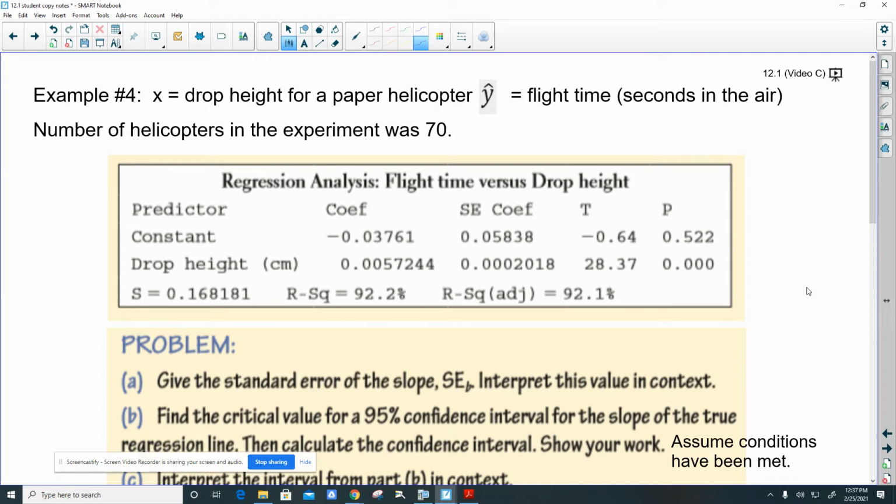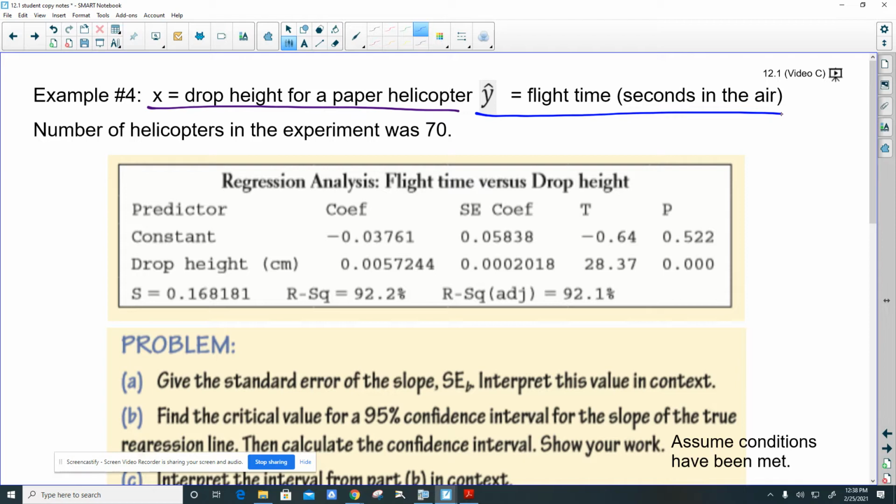So there was an example a few pages back where we were looking at dropping these paper helicopters at various heights. That's what our explanatory variable is going to represent in this problem. And then the response variable, the y, is going to represent the flight time, in seconds, which is how long that helicopter stayed in the air. It says here that the number of helicopters for this experiment was 70.